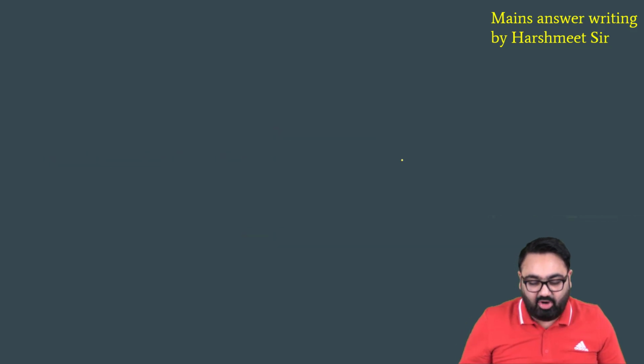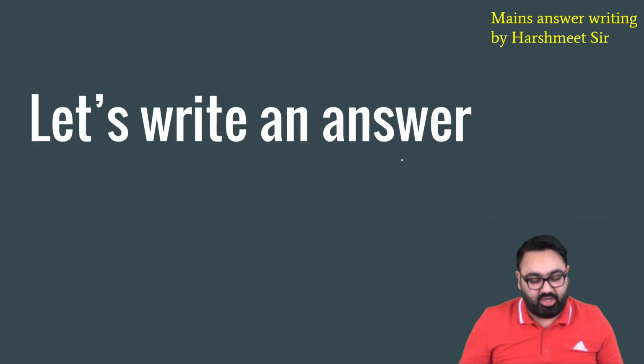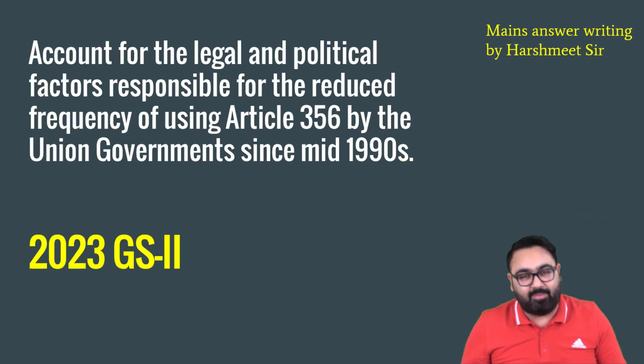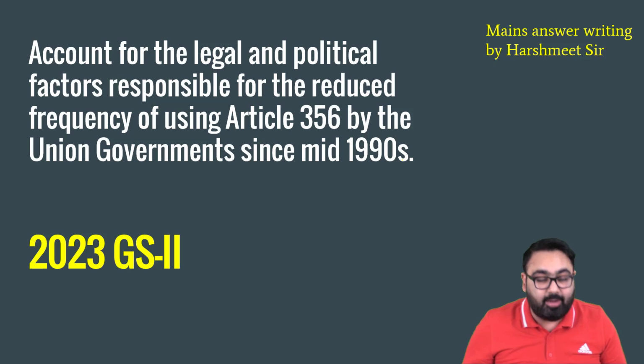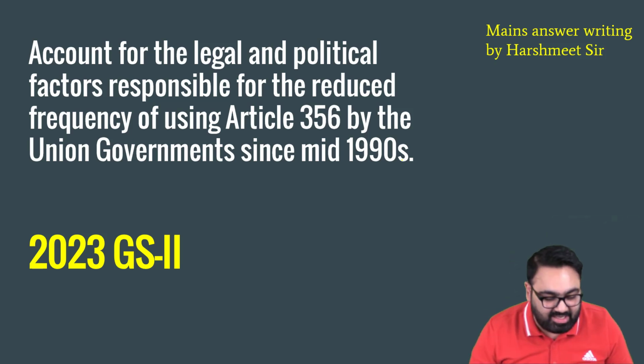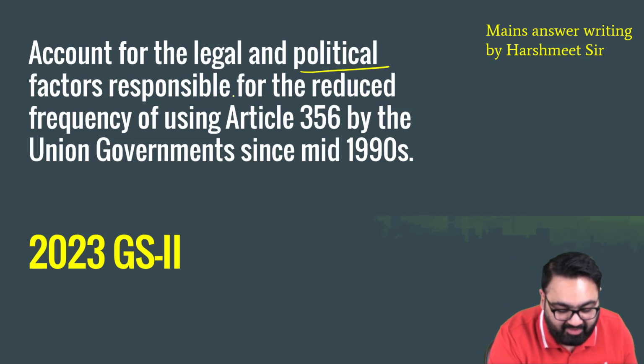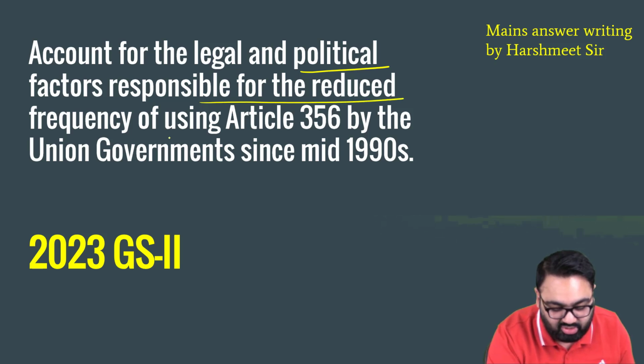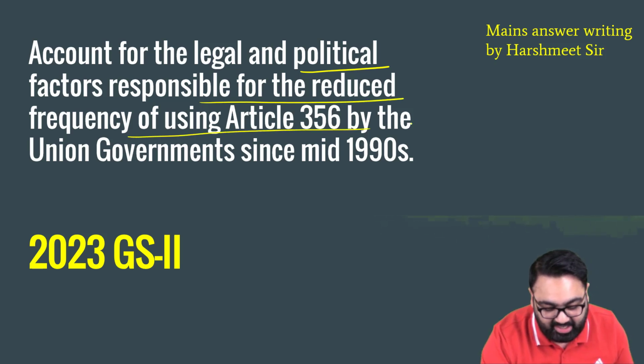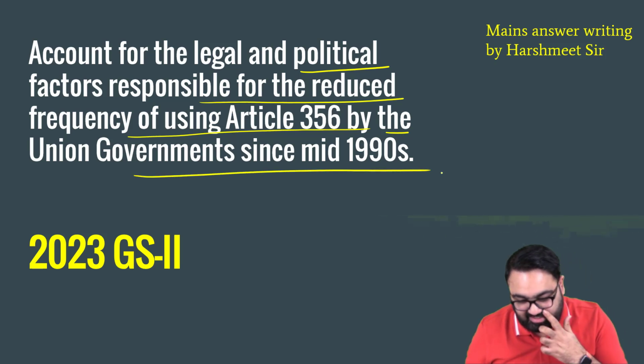Now let's see what we will be doing today. The question that we are taking up is from GS2, from Indian Polity. The question is: account for the legal and political factors responsible for the reduced frequency of using Article 356 by the Union government since the 1990s.